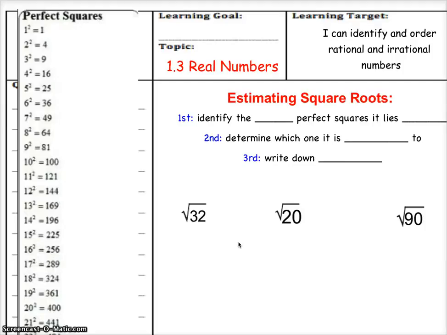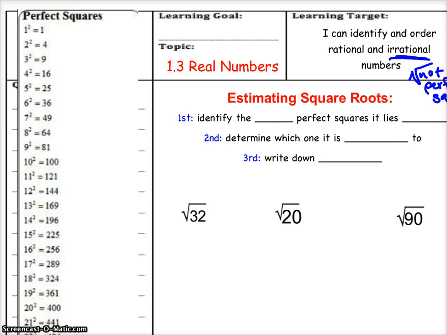Okay, we are moving on to the second part of 1-3. That is estimating real numbers. Any real number is either rational or irrational. Yesterday we talked about rational. Today we're going to apply our knowledge with irrational. Irrational is just the square root of a number that is not a perfect square.